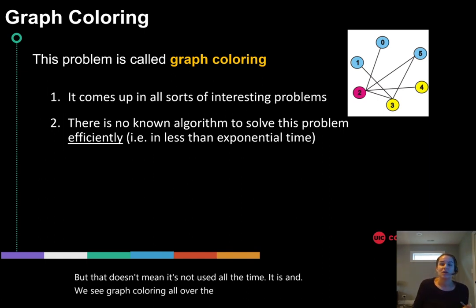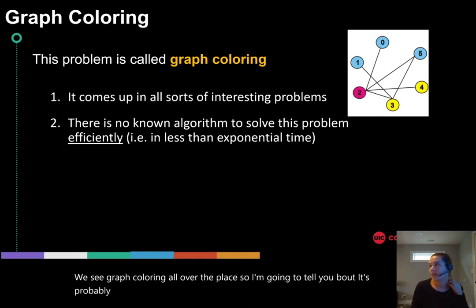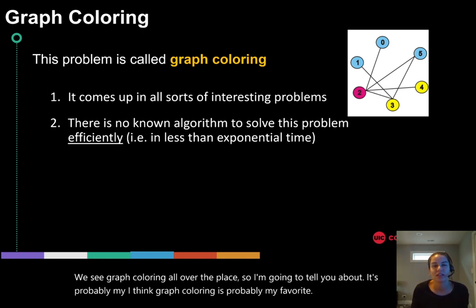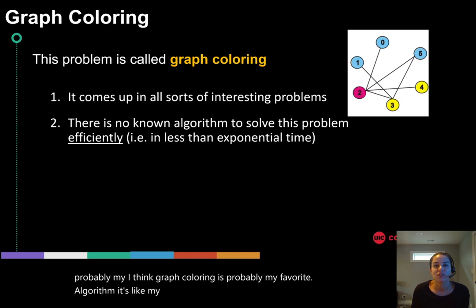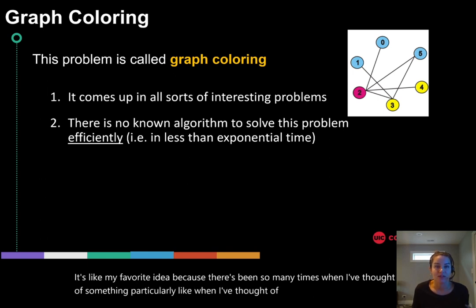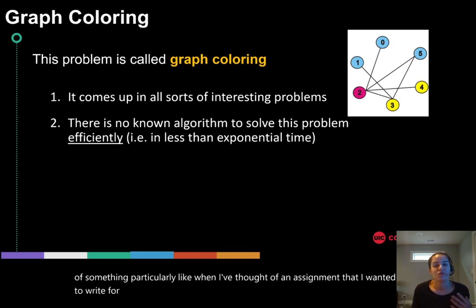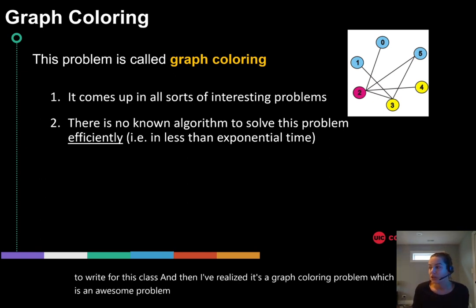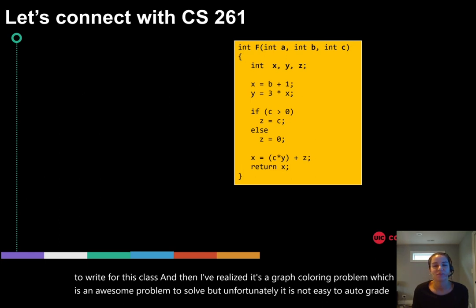I think graph coloring is probably my favorite algorithm. It's my favorite idea, because there have been so many times when I've thought of an assignment that I wanted to write for this class, and then I've realized it's a graph coloring problem, which is an awesome problem to solve, but unfortunately it is not easy to autograde. So that kind of leaves you stuck.